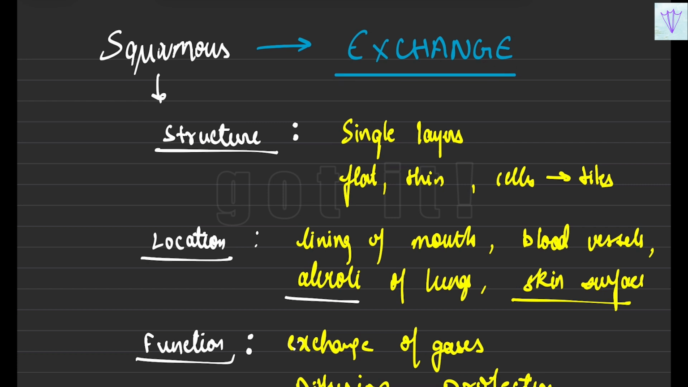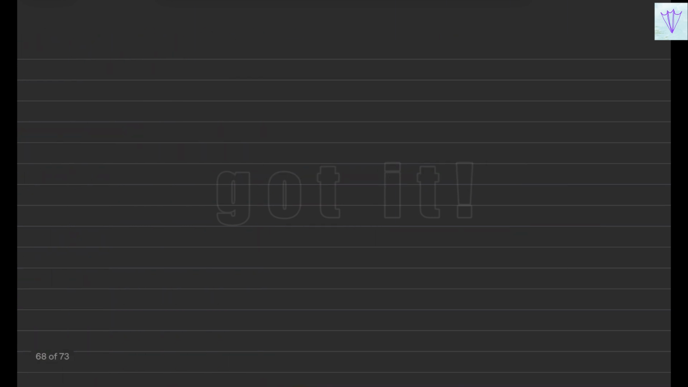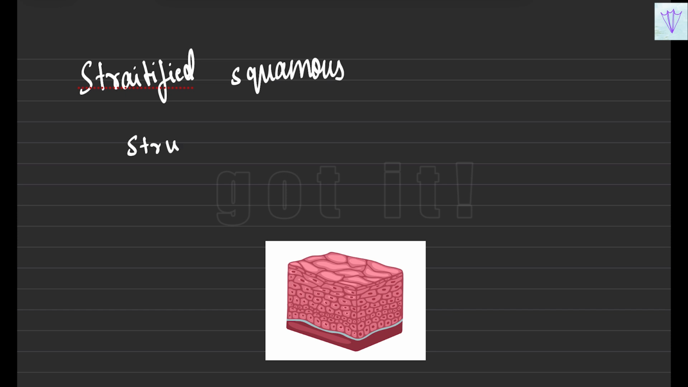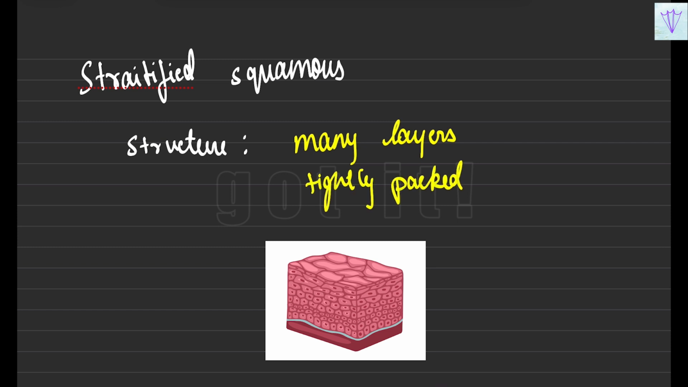So next, moving to the stratified squamous. First, as usual, structure. What is its structure? Many layers will be there. Unlike the squamous, stratified squamous will have many layers and it is tightly packed. This is the structure.